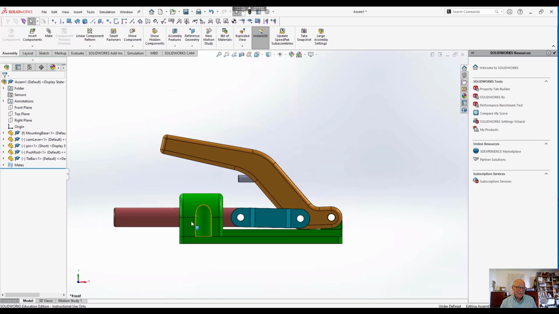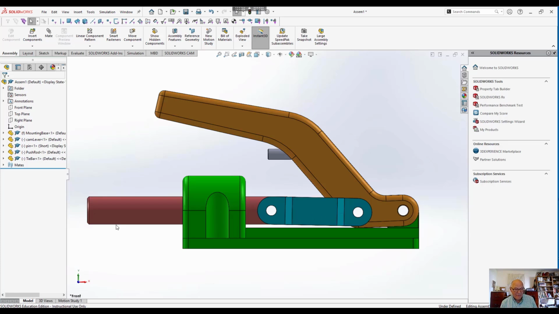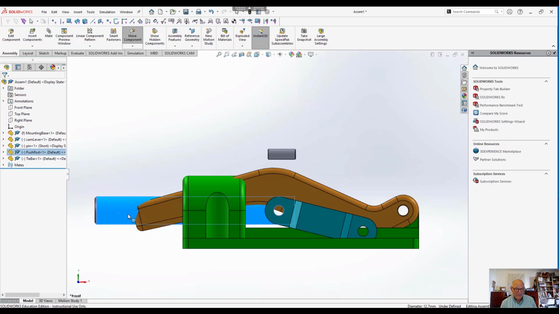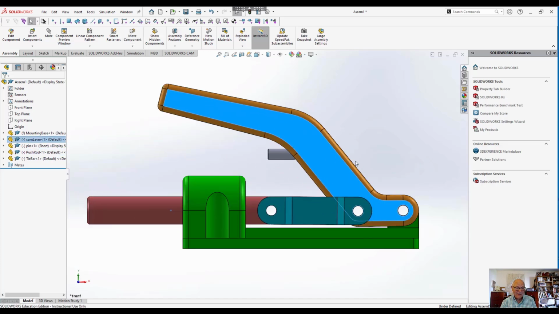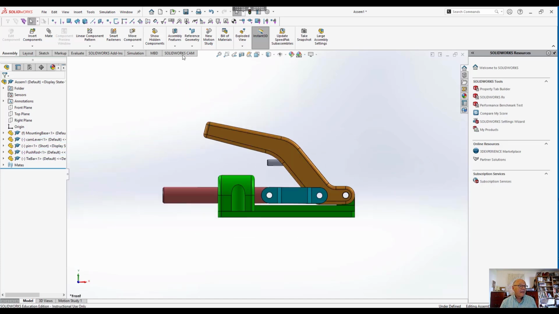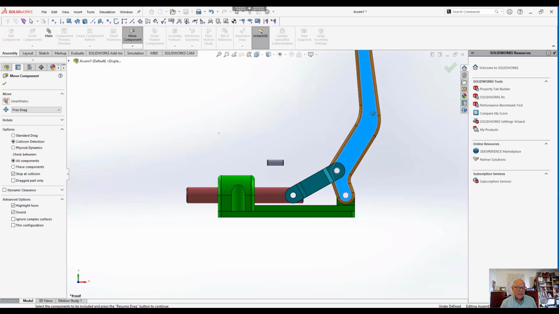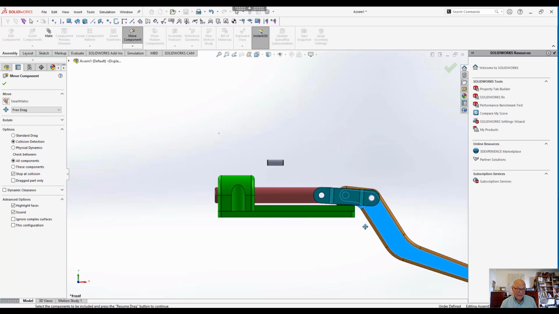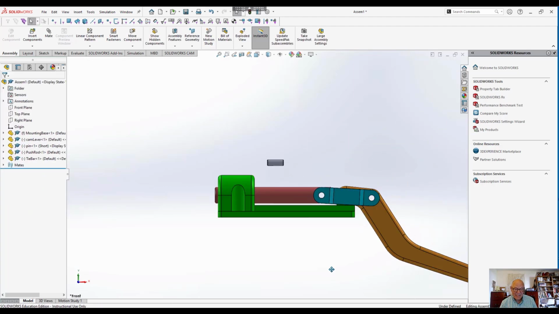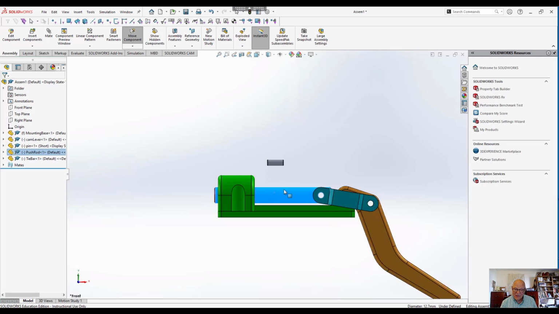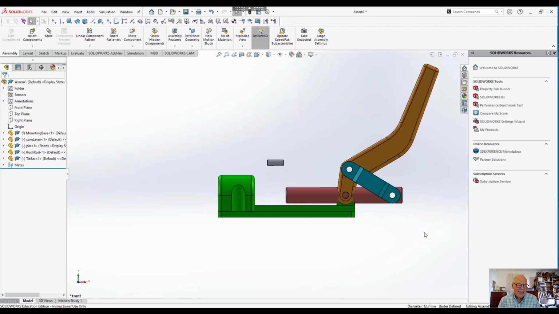But you can see actually without even doing anything else, if I were to push on this, it's going to get pushed into the base. Obviously then it wouldn't happen in real life. So it does work. I go back and do the same thing, move components, collision detection, stop at collision. I come over here now and bring that down, and it stops as soon as it hits here. And again, I'm pulling on this, so I know if I grab that and pull it, it's going to try to go through the base, which it can't do.